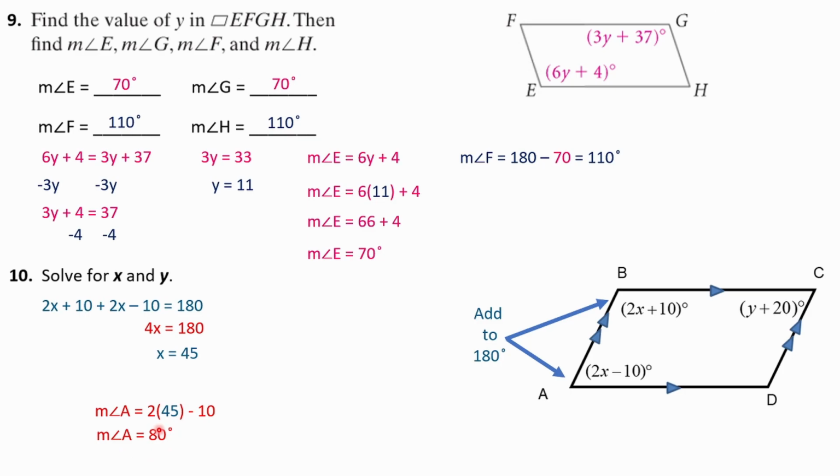Now that I know that angle A has a measure of 80 degrees, I can set this expression for angle C equal to 80. So I'm going to do that. So I now know that y plus 20, which is this expression, is equal to my 80 from that congruent angle. And if I subtract 20 from both sides, I get y is equal to 60.